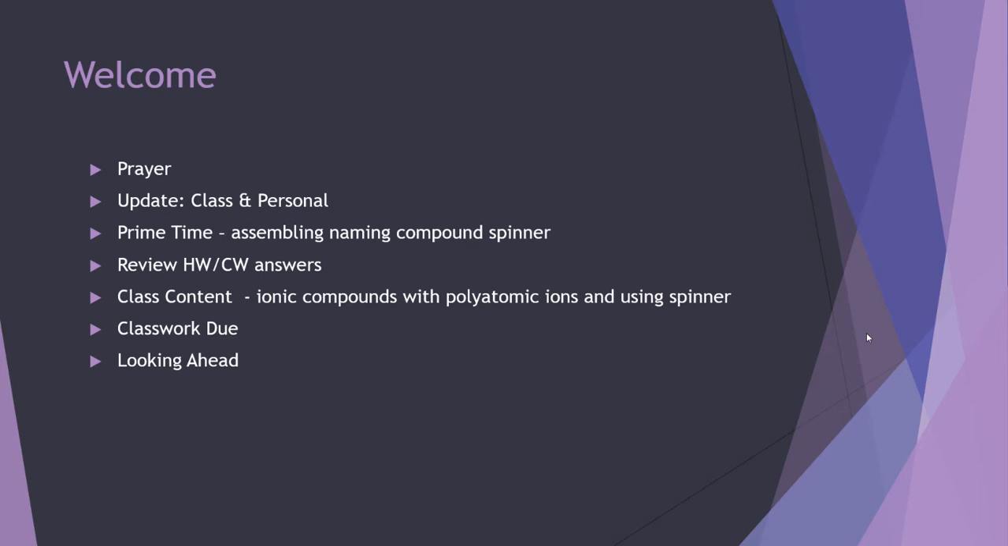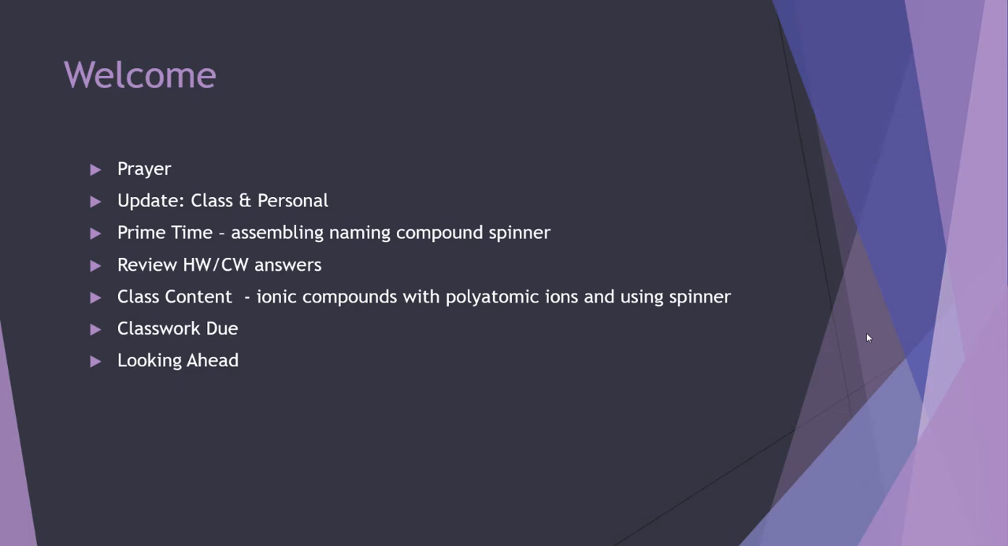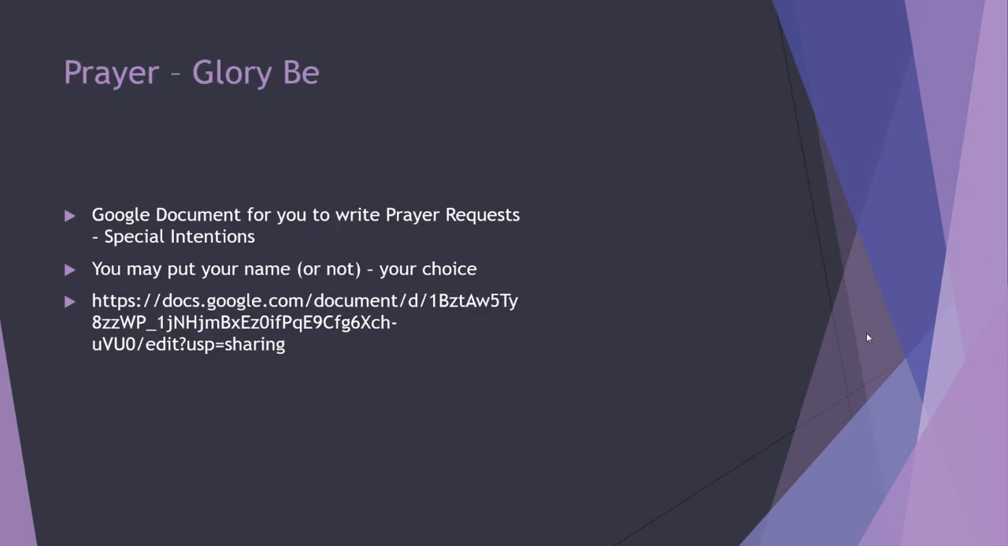And prime time today, you're going to be assembling the naming compound spinner. So hopefully you noticed at the end of last class, I asked you to print that out. So if you didn't do that, you're going to probably want to pause the video at some point and get that printed out. Going over homework, doing some polyatomic ion stuff, how to use the spinner, and classwork and looking ahead.